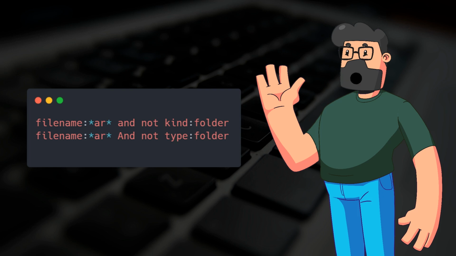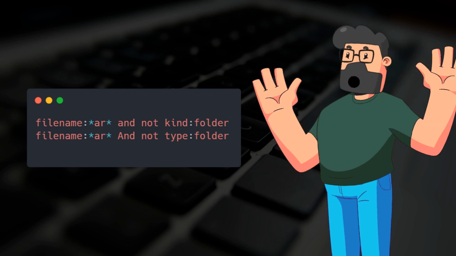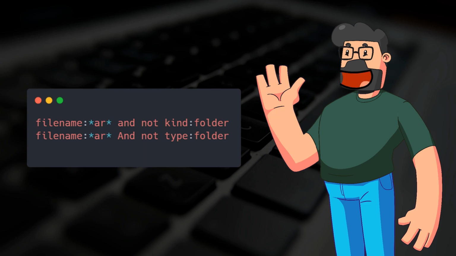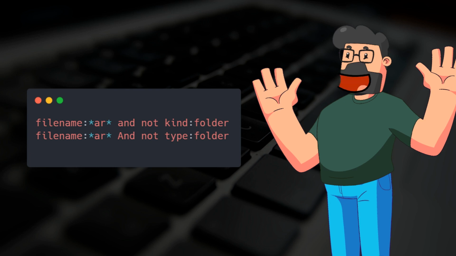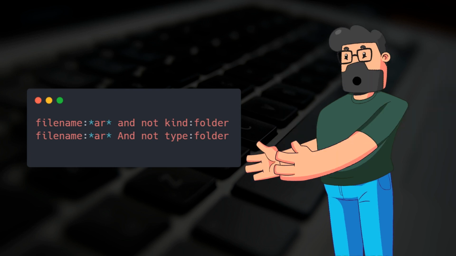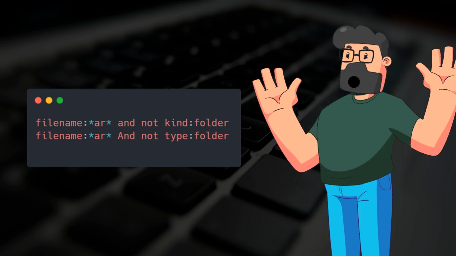Building on that previous solution, there's a quirk to note. While lowercase not may not yield the expected outcome in the Explorer search bar, filename *ar* and not kind folder, and filename *r* and not type folder will return the empty set. But here's the kicker. Those queries actually work just fine in the taskbar search. It's one of those little mysteries of Windows 10's search functionalities.